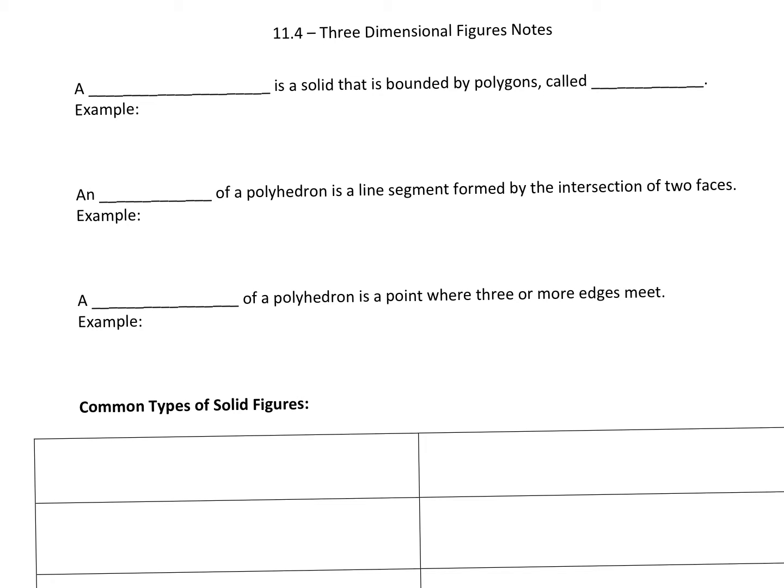11.4, we are going to talk about polyhedrons. So a polyhedron, it's a solid made up of a bunch of faces. For example, a prism is a polyhedron. So this is a polyhedron. Each face is a type of rectangle or square.